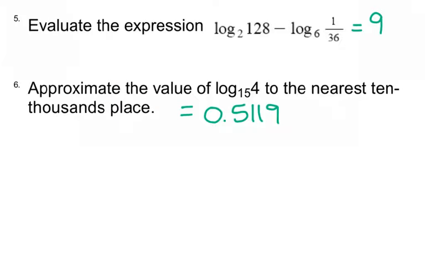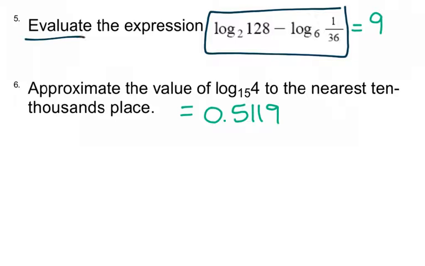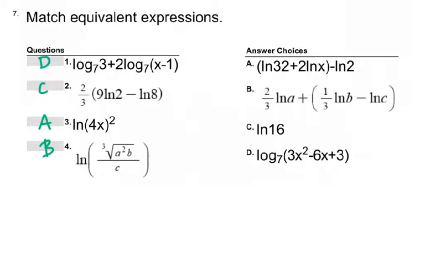Okay, so 5 and 6 were actually graded responses, so all you had to do was put this in the calculator. That's what evaluate means. So it equals 9. And then this one, you just put in the calculator, and it said round to the 10,000th place, which means 4 decimal places. So that's how you get those.